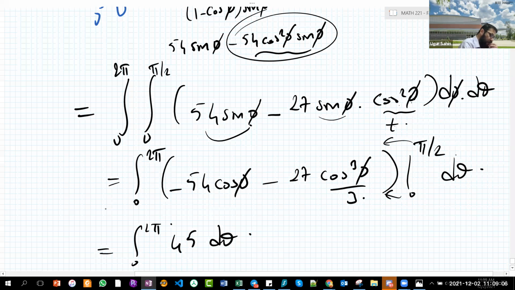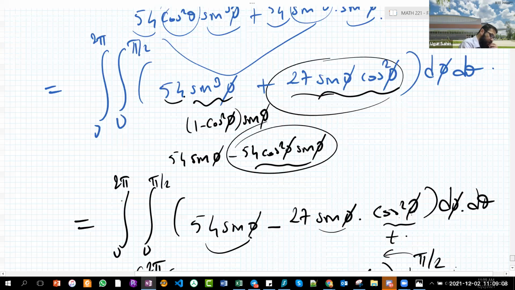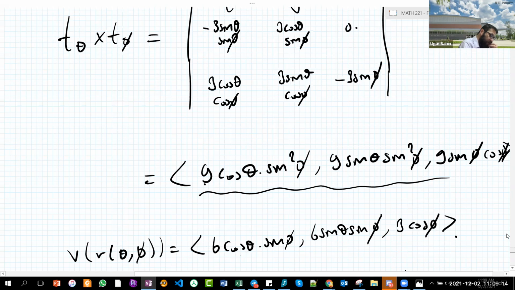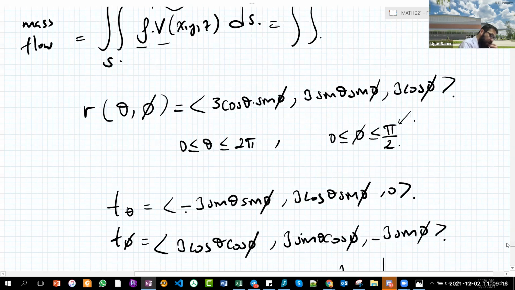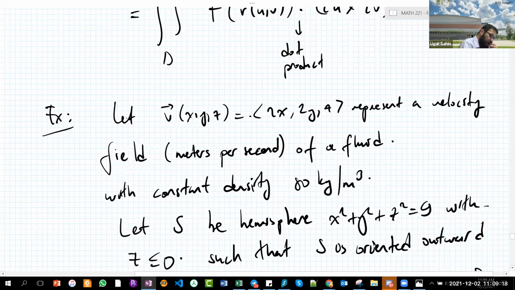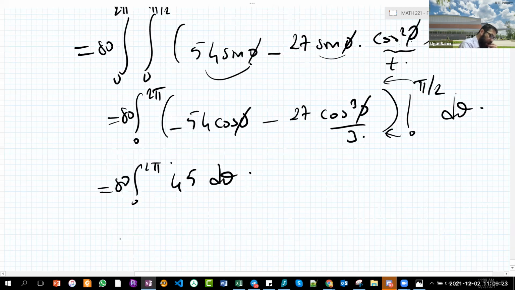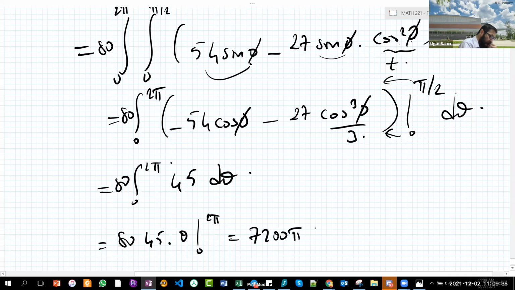What was it? Look at that. You had the rho here. Rho was 80, right? It's given as 80. Look at the example. This is your density. I just need to go ahead and multiply by 80. So 80 times 45 times theta, 0 to 2 pi. When you calculate this one, it is going to be 72 hundredths pi.